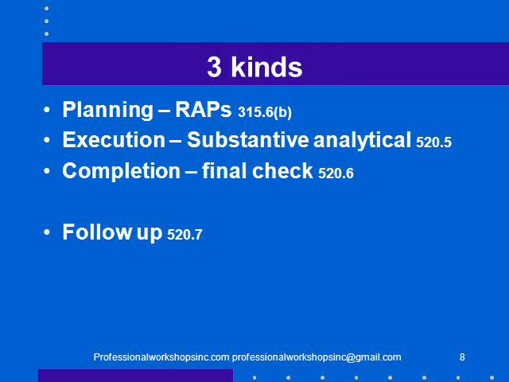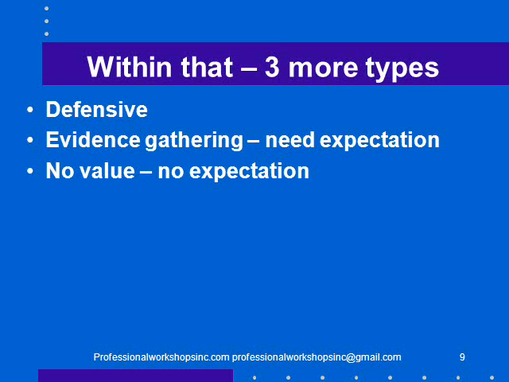So there are three kinds of analytical procedures required by standards: planning, risk assessment procedures; execution, substantive analytical procedures, and that could be just following on our risk assessment procedure and gathering a little bit of evidence from it, or it could be designing a substantive analytical procedure to get a substantial amount of evidence. And then there's the completion, the final check done by the partner. And of course, you would follow up anything you found.